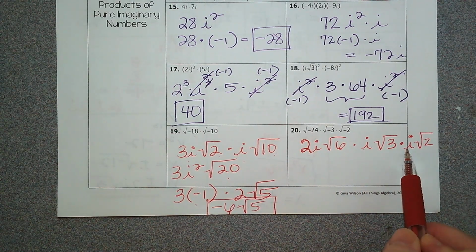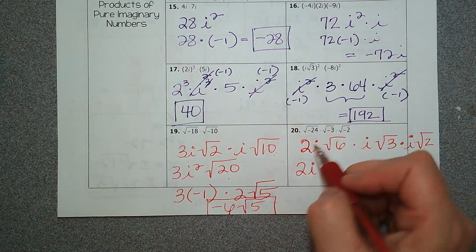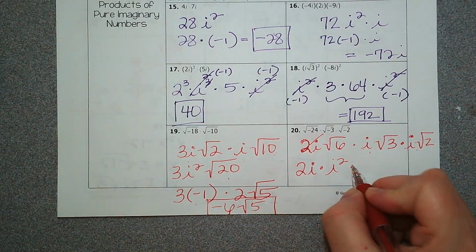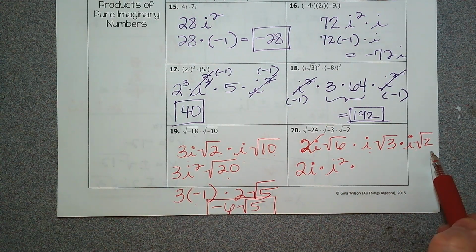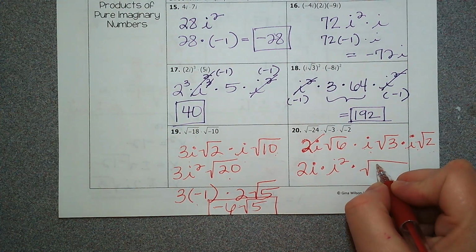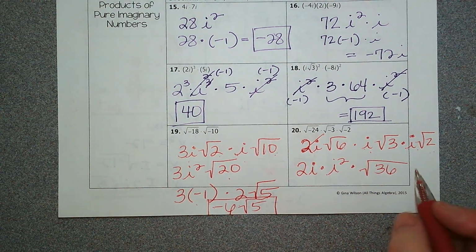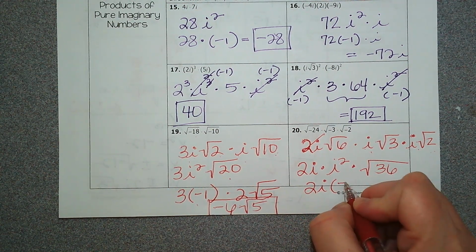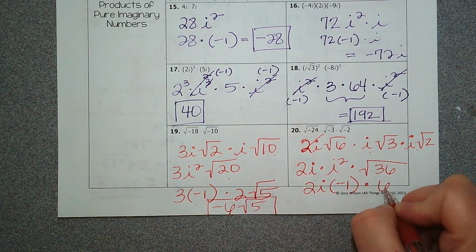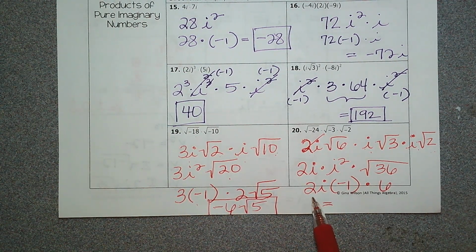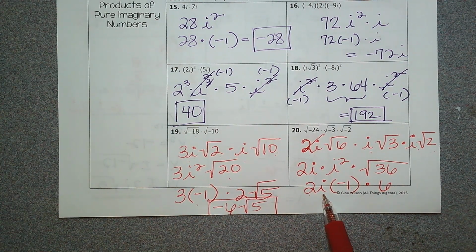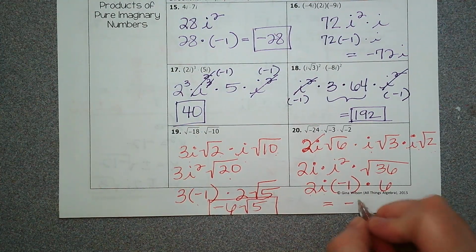Multiply what is under the radical, multiply what is out of the radical. 2i times I times I. I times I is I squared. We're going to replace that with a -1. We have square root of 6 times square root of 3 times square root of 2. What is 6 times 3 times 2? All right, what's the square root of 36? Put the -1 in place of I squared. Square root of 36 is 6. Multiply times what we have already. 2 times 6 is 12, times -1 is -12, times I is -12i.